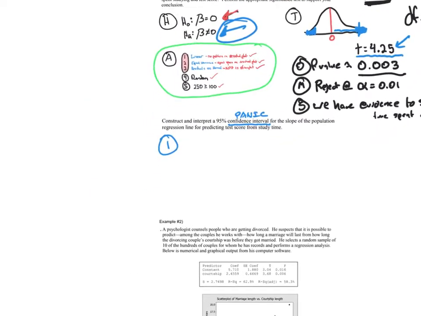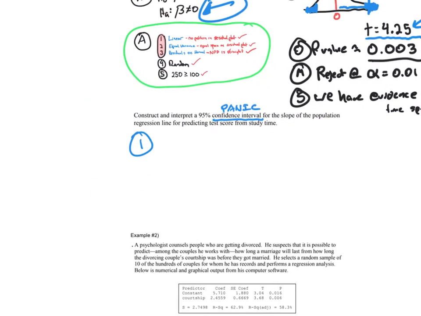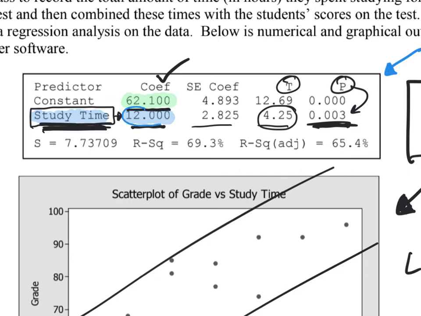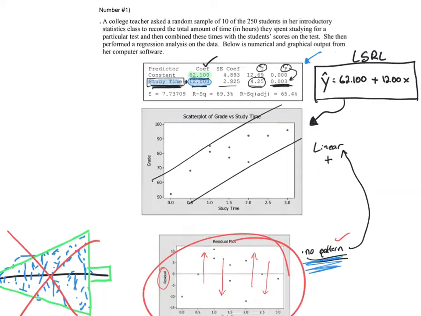Okay, what does the normal interval setup look like? It is going to be b, the slope of the sample, plus or minus t star times standard error of b. That's literally it, right? So let's go plug in the right values. Let's go back to this. What is the actual slope value? It's 12. So that's the first number we're going to plug in.